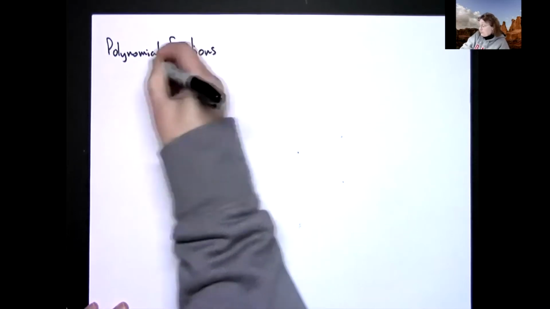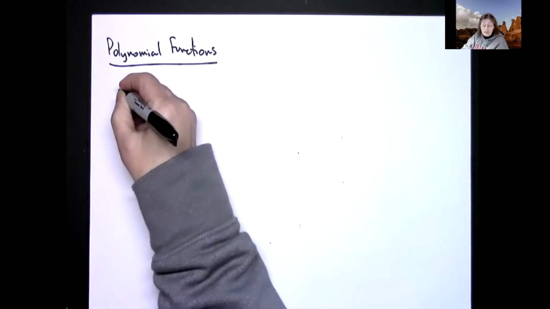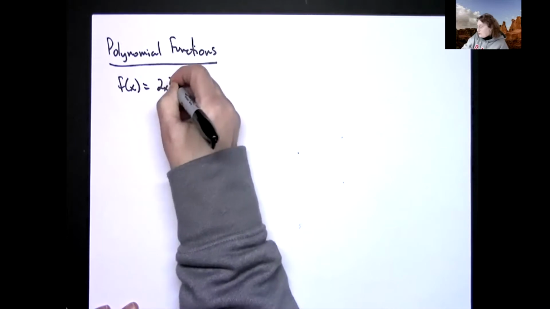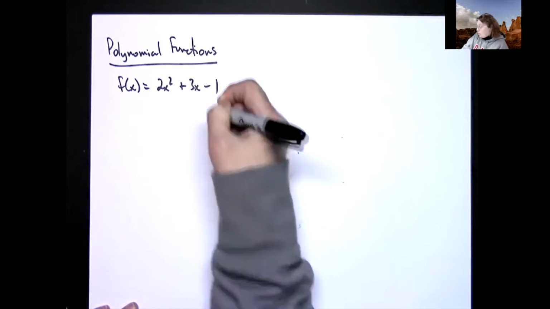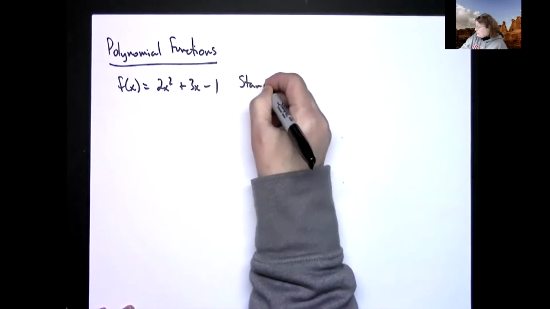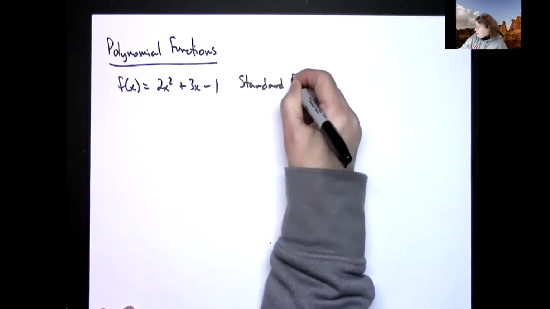Okay, so polynomial functions. We've already seen standard form, so we'll do a nice short one like 2x squared plus 3x minus 1. That's obviously in standard form. We've already talked about that, and I gave you an example of that one earlier.